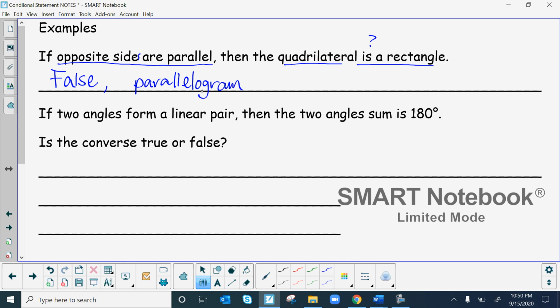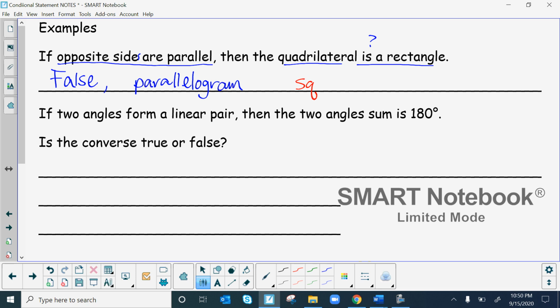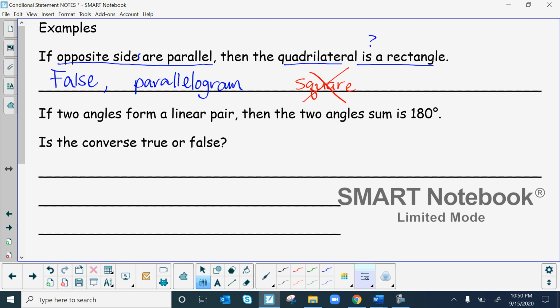Now you don't want to use square. Square is not a good one, because you're probably thinking, well, a square has opposite sides parallel, but it's not a rectangle, but it is. Remember when we studied special quadrilaterals, a square is a rectangle. One other one that you could use is anything else that has opposite sides parallel. So how about the rhombus? You could use rhombus.